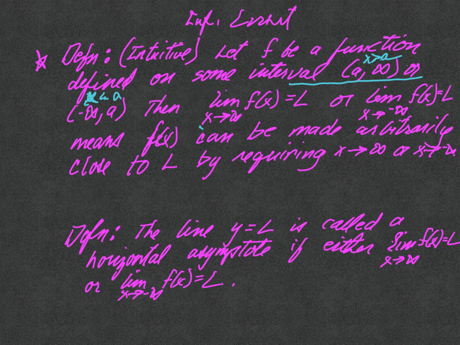Then our limit is equal to some actual value L. And all that means is that the function gets arbitrarily close to this value L by requiring either x go to infinity or x go to negative infinity. So here's what it means graphically. Suppose we take the function f of x equals 1 over x, okay? This is sort of our basic form.